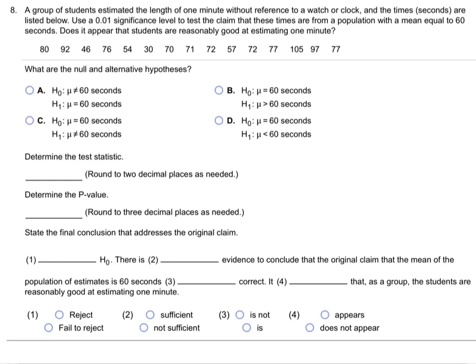Sufficient evidence. I don't see a claim. Where's the claim? Oh, there it is, right in the middle. Okay. Test the claim. There it is. Test the claim. Mean equal to 60. So claim mean equal to 60. So try that one. All right, H0.